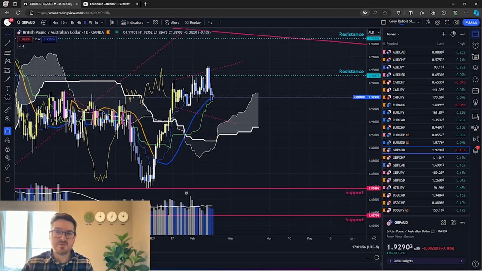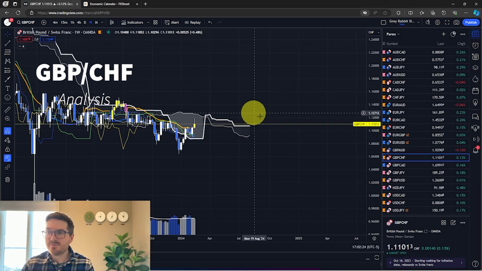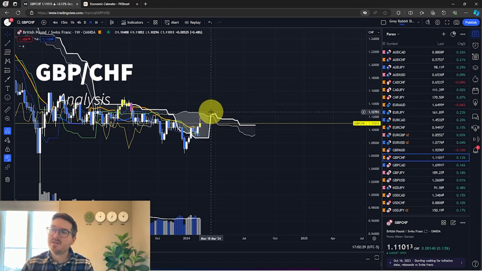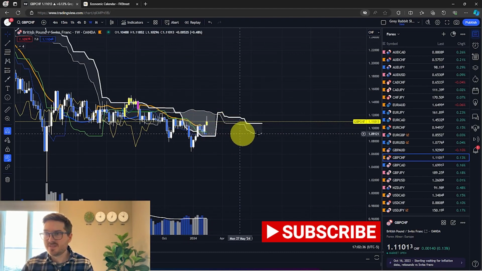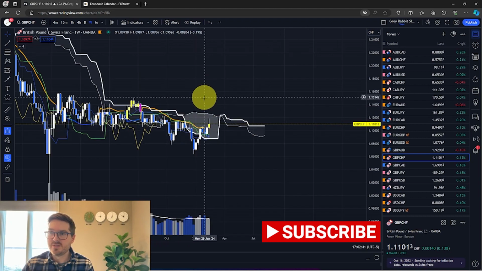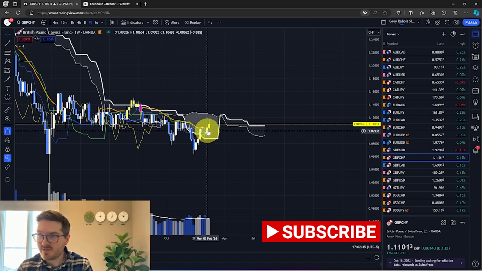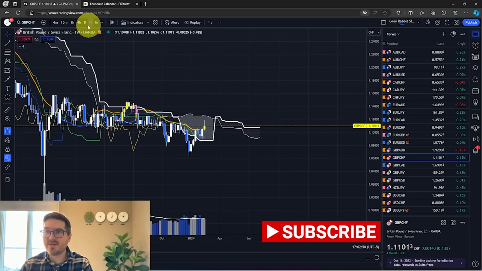That's British pound AUD. Okay, British pound, Swiss franc on the weekly. Now, guys, the price right now is currently in the Kumo cloud, and we have a bearish Kumo cloud twist starting in the future. So overall, this is a really odd shape and a really weird market right now on the weekly. There's really no direction other than we have this N wave right now. So overall, it's bullish, but we're in the Kumo cloud, so anything can change.